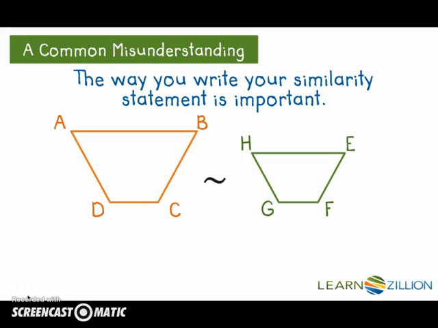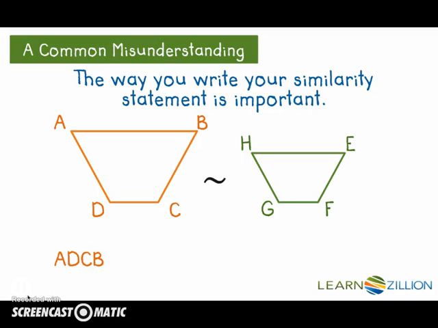Here we have two shapes that are similar to one another, and we're told that in the diagram. And we want to write a statement stating they're similar. We can start at any vertex, and I'm going to start at vertex A of the bigger shape, and go counterclockwise. You can go in either direction, but you need to go in order. So I have A, D, C, B.